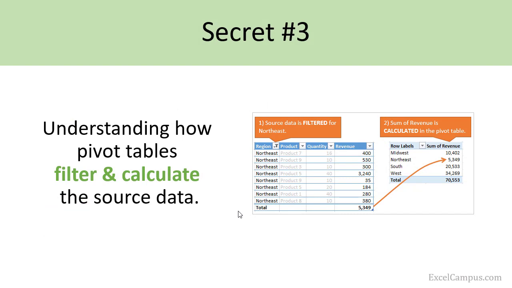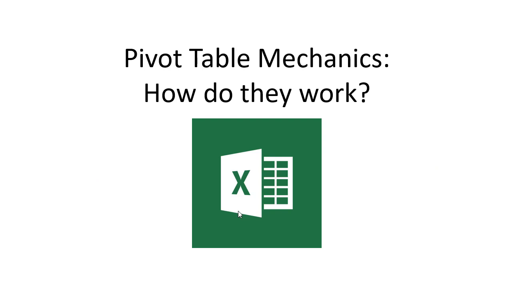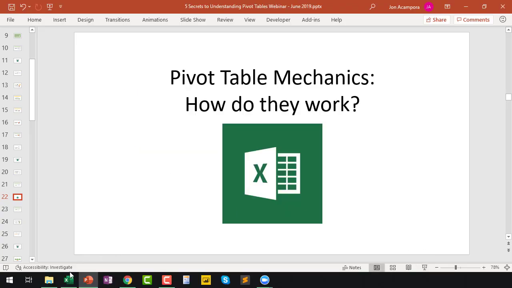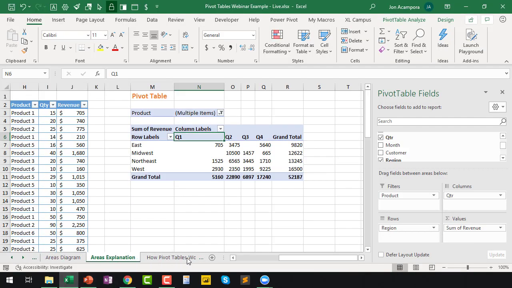And then next, secret number 3, another very important concept here, is understanding how pivot tables filter and calculate the source data. So we're going to look at the pivot table mechanics and actually look at how pivot tables work. Another very important concept. So jump back over to Excel.